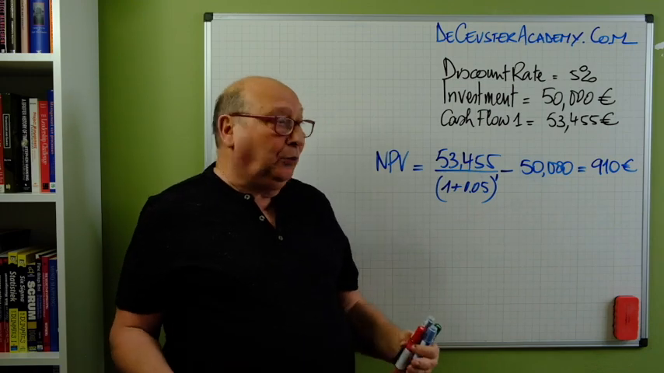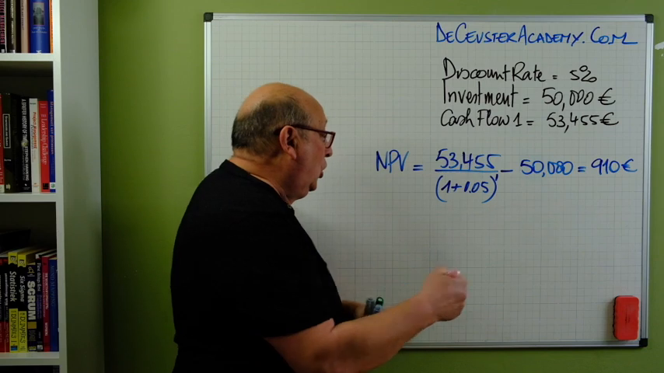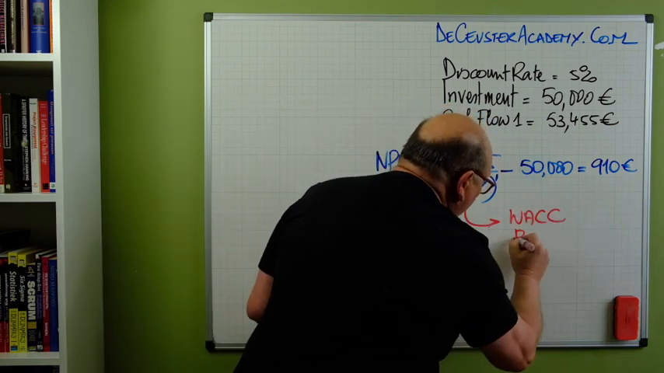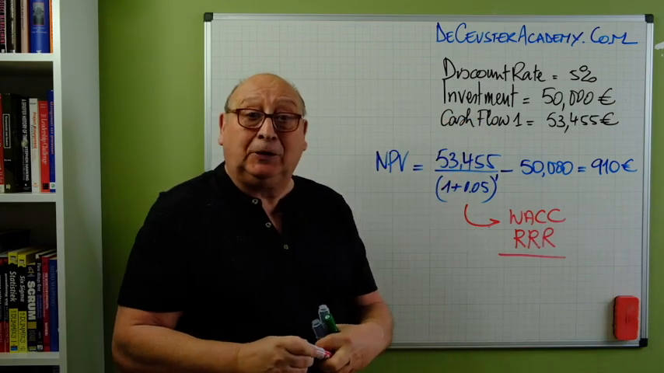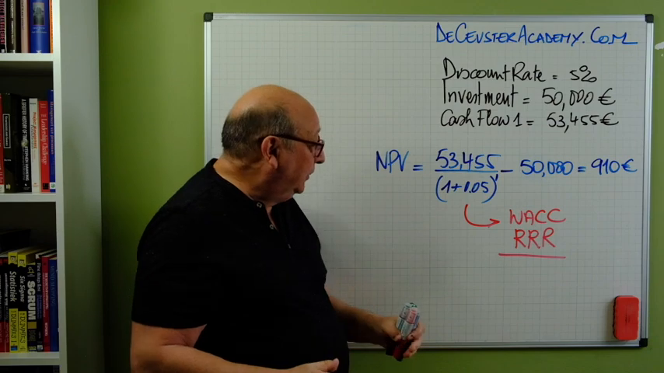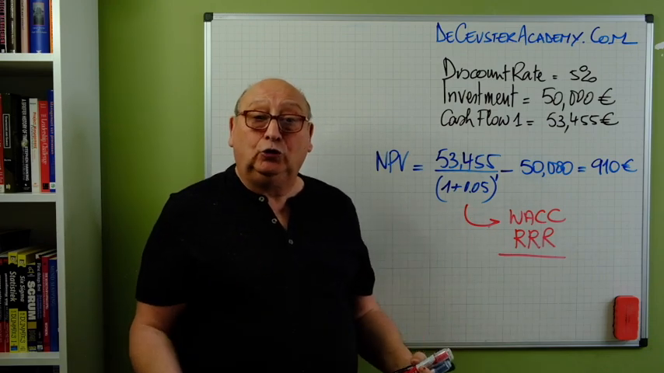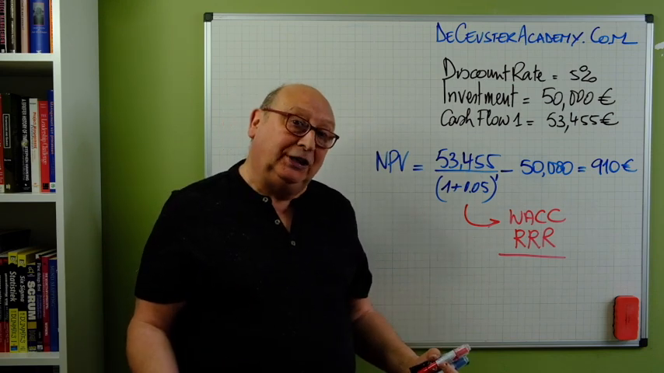Now, in practice, what will be this discount factor? For example, we could have the cost of money, the weighted average cost of money, or the required rate of return. These are two important factors, and these in fact determine how much interest you pay to use financial means, money, to do your projects.